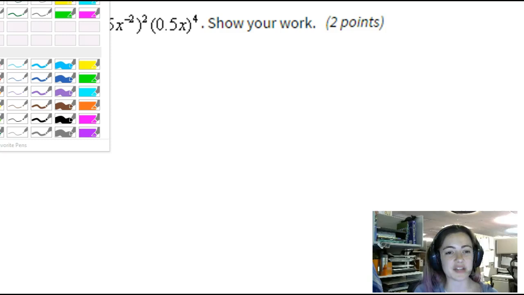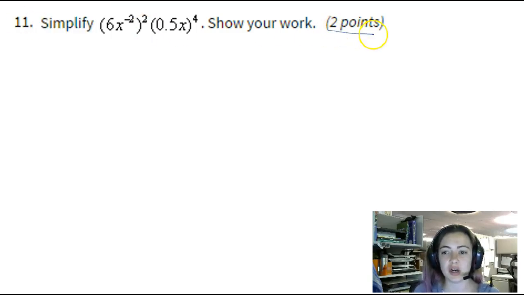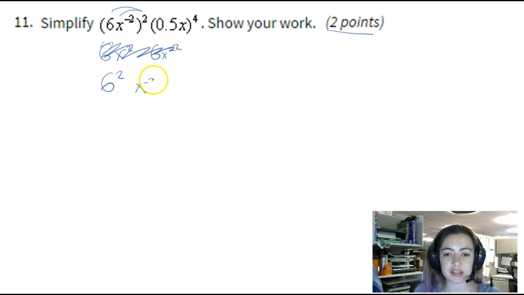So for number 11, that's our last question here, and it was a work pad, that's why it's worth 2 points. It's still the same basic idea. So we have 6x to the negative 2, all of that squared. So it's kind of like saying 6x to the negative 2 times 6x to the negative 2. We usually write it by distributing that squared symbol. So usually we write instead 6 squared x to the negative 2 squared. Same idea over here, 0.5 to the fourth and x to the fourth.